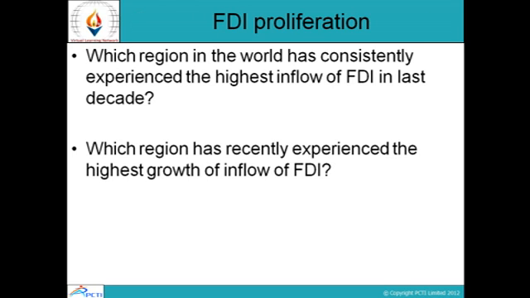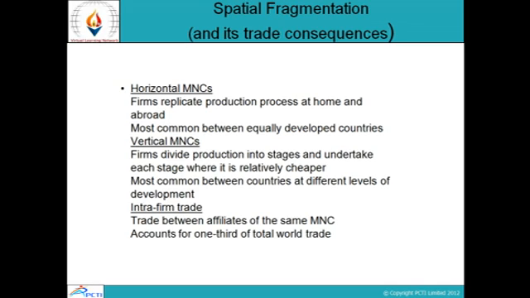Now when we talk about FDI proliferation, which region in the world has consistently experienced the highest inflow of FDI in the last decade? Which region has recently experienced the highest growth of inflow of FDI? That is spatial fragmentation, which comes from trade's consequences with horizontal MNCs, vertical MNCs and intra-firm trade.